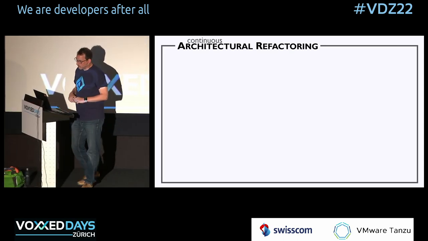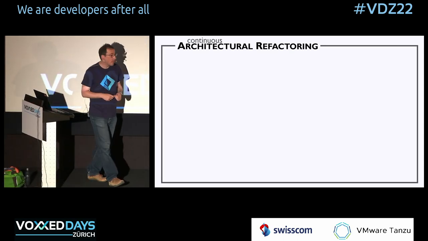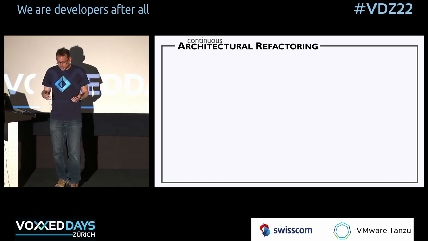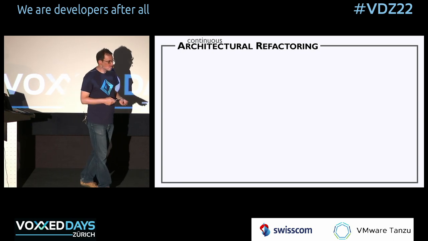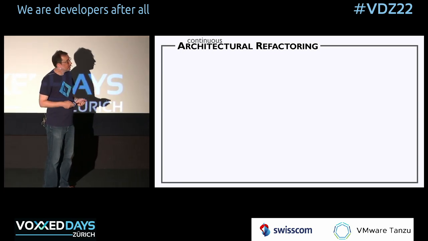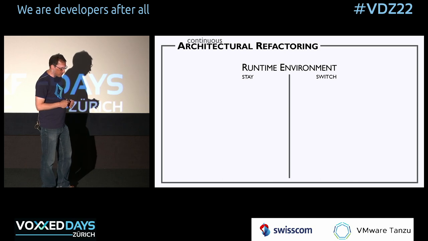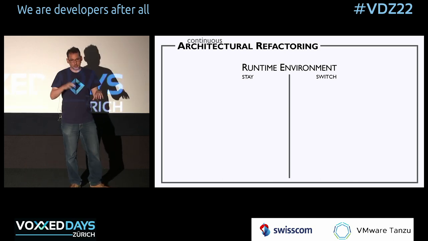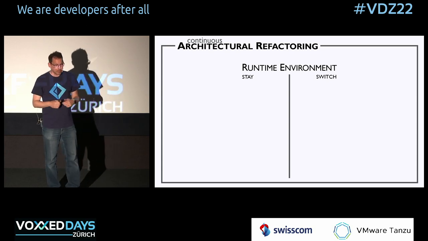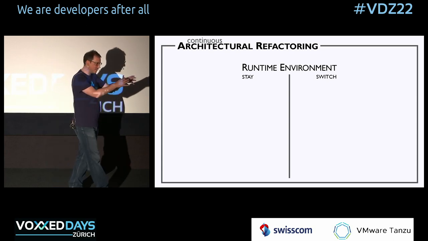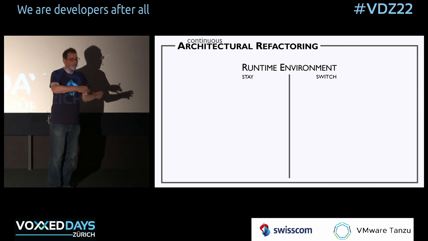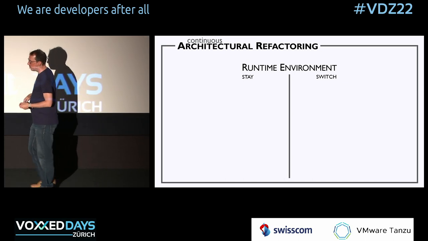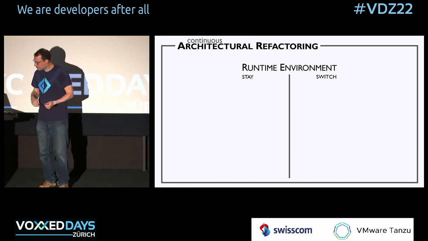So, third enabler, architectural refactoring, and I added the word continuous. If you have to change your architecture, you have some decision tree here. First question is, do you stay on the same runtime environment? So if you are on Java, do you stay on Java? Or, as in our case, we had FoxPro in the old system, and you switch to .NET. So if you stay in the same runtime, that's the easy way.